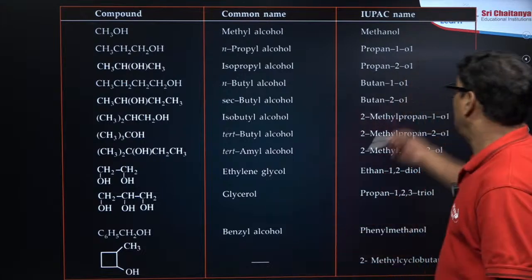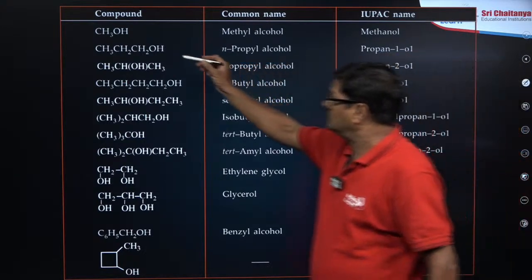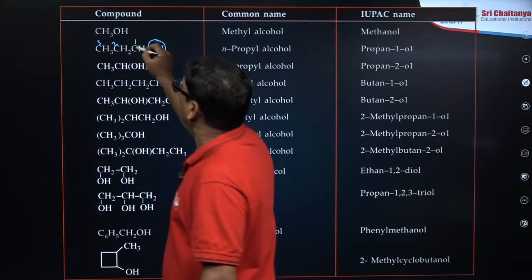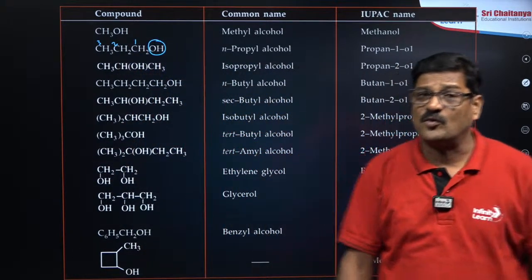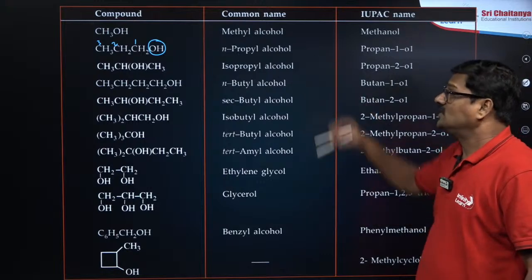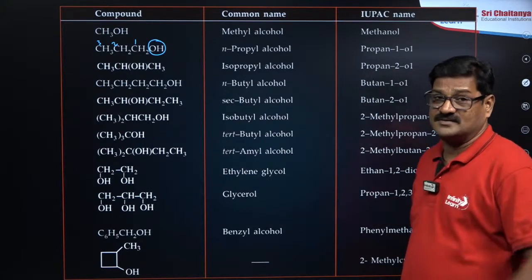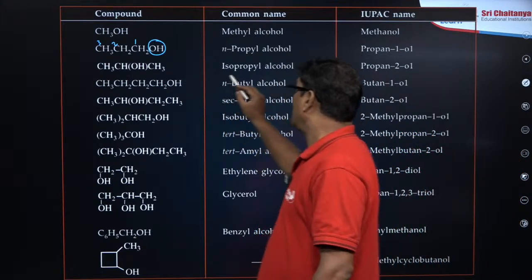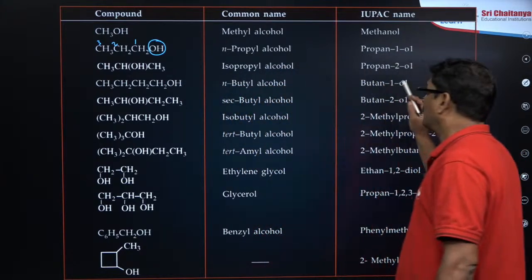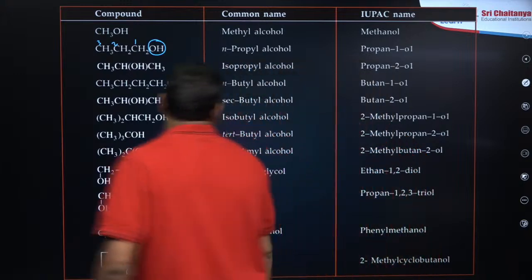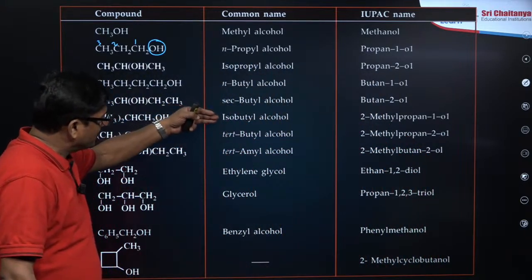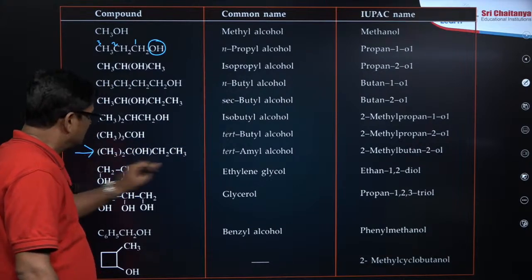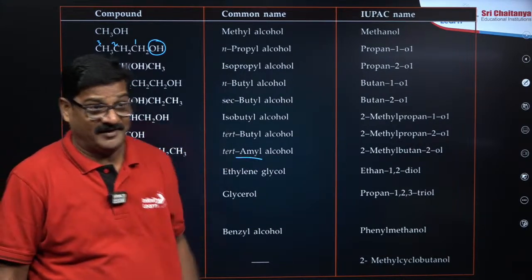Okay, and here propan-1-ol. If you take the first carbon, second carbon, third carbon, the alcoholic group is present on the first carbon, so it is called propan-1-ol. That is called n-propyl alcohol, n stands for normal. Like this, propan-2-ol is called isopropyl alcohol. Butan-1-ol, n-butyl alcohol, secondary butyl alcohol, isobutyl alcohol, tertiary butyl alcohol, tertiary amyl alcohol. You see, a different name is coming, right beta?